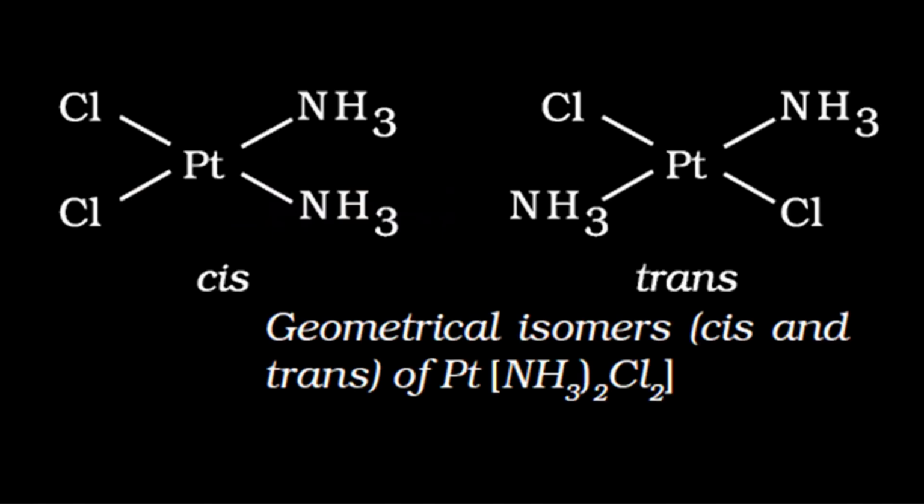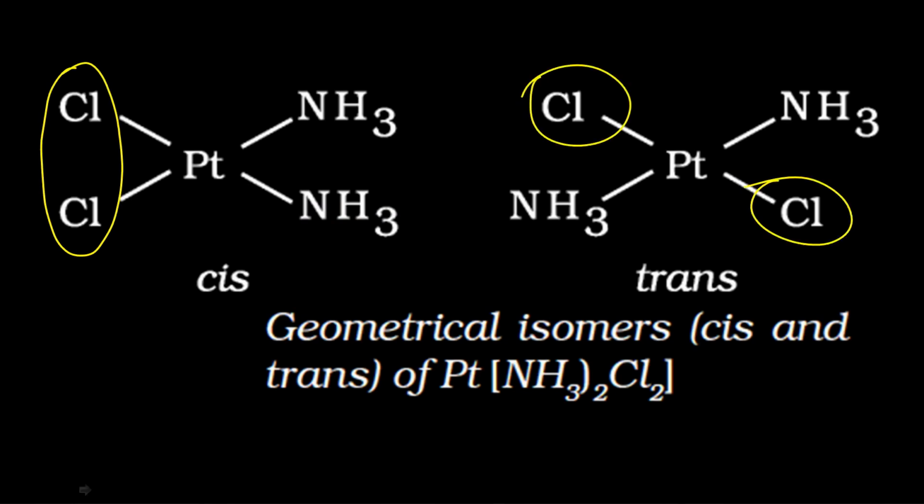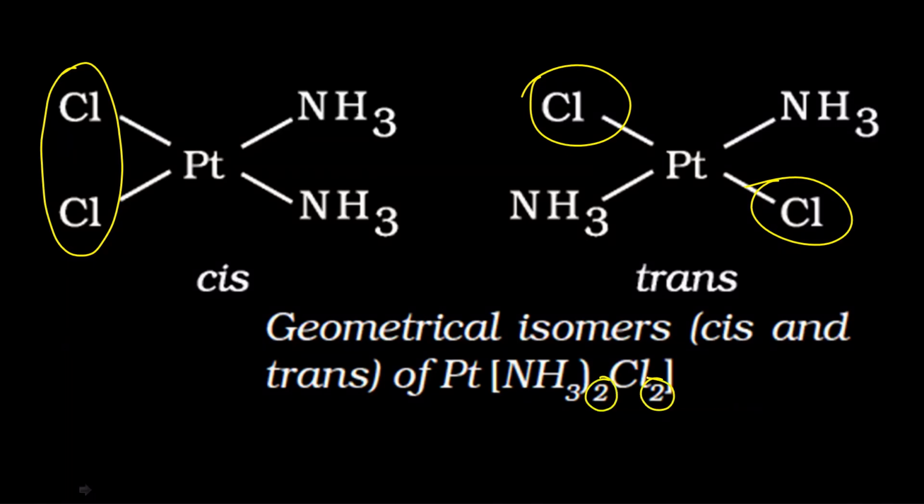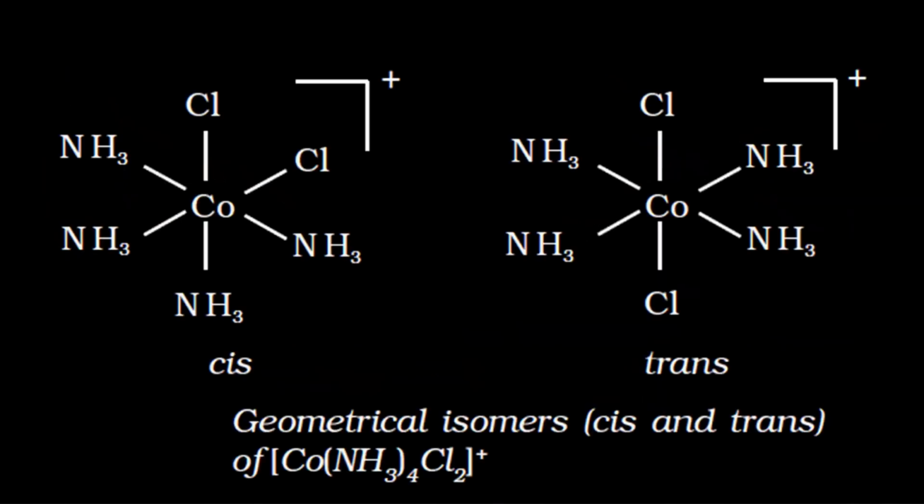This is an example which you already know. Cis means the same ligands are on the same side. Trans means the same ligands are on opposite sides. So no difference as compared to what you have done in chemistry in 11th grade or earlier in 12th grade. Total 4 ligands, 2 plus 2, 4. Now another one, coordination number 6, also possible, cis and trans.